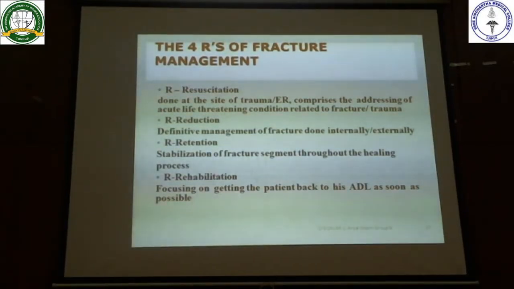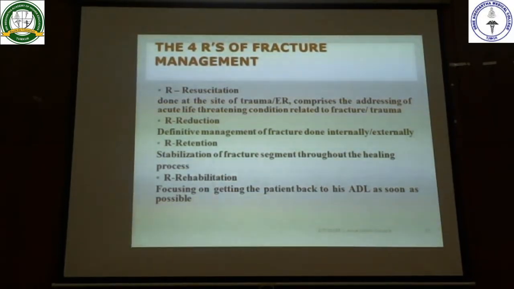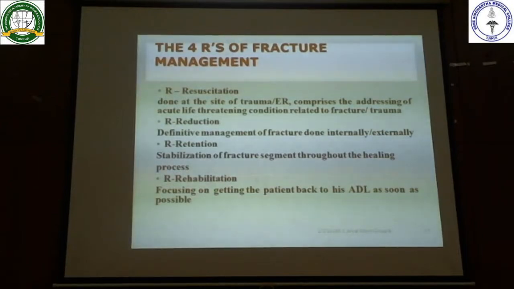And the last one is of course rehabilitation. That is focusing on getting the patient back to his activities of daily life as soon as possible. There is of course rehabilitation, which includes physiotherapy and all those things which you have already seen. You might have experienced yourself, or someone you know might have gone through all these stages as far as a fracture is concerned.